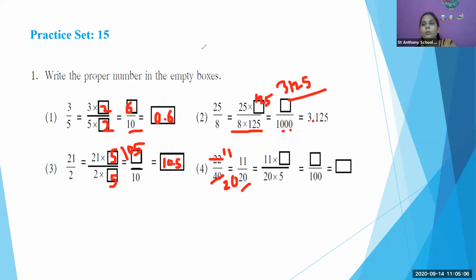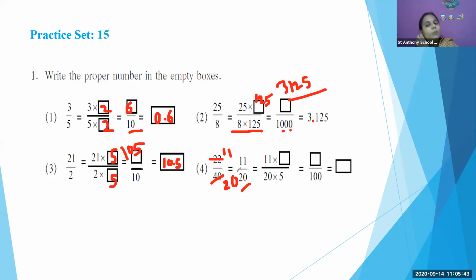Different numbers are not allowed. Same way, if you multiply the numerator by any number, you are supposed to multiply the denominator by the same number. Similarly, in case of division, if you divide 22 by 2, you should divide 40 by 2 only. It is not the right answer if you divide 22 by 2 and 40 by 5. If you divide the numerator by 2, then you must divide the 40 by 2 as well. Only then will your lowest form be formed.